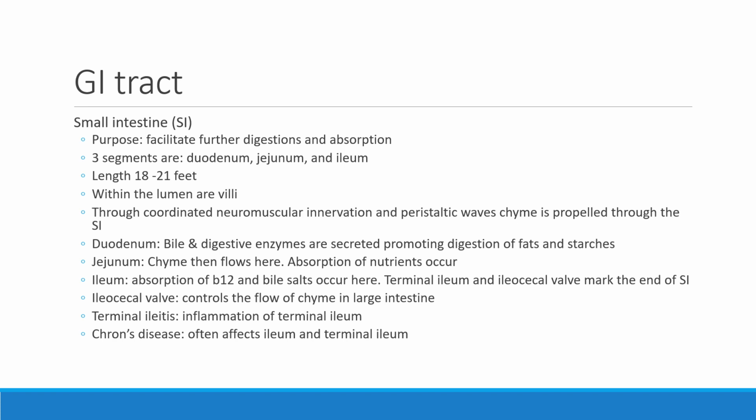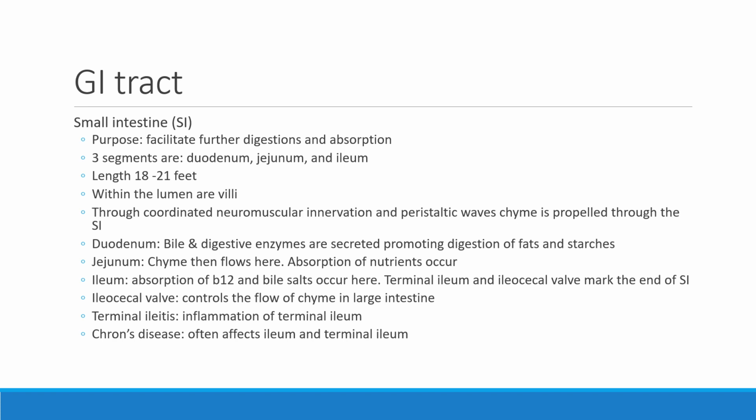In the three different portions of the small intestine, we see different things happen. So in the duodenum, bile and digestive enzymes are secreted, promoting digestion of fats and starches. In the jejunum, chyme flows here and absorption of nutrients occurs, such as minerals, electrolytes, carbohydrates, and fats. And in the ileum, we see the absorption of B12 and bile salts. The terminal ileum and ileocecal valve mark the end of our small intestine. The ileocecal valve controls the flow of chyme into the large intestine.